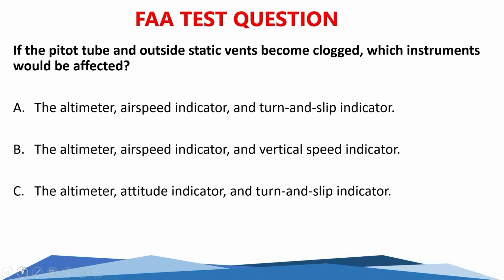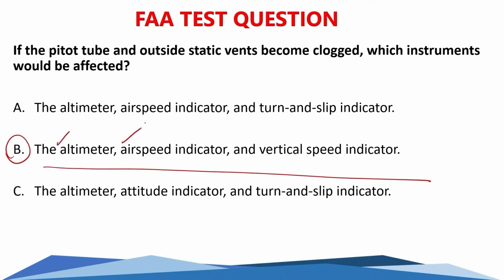We got 94% of the class with the correct answer. Just a couple people with the incorrect one, but most of you guys have got it. So we do have the altimeter, the airspeed indicator, the vertical speed indicator. The reason why A and C are incorrect is the turn and slip indicator is actually a gyroscopic instrument. Haven't even talked about those yet. That's coming up here in the discussion. All right. Great job, everybody.